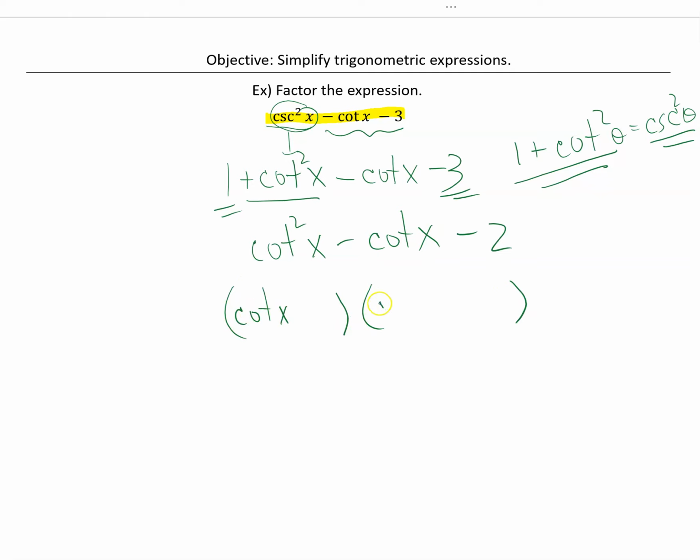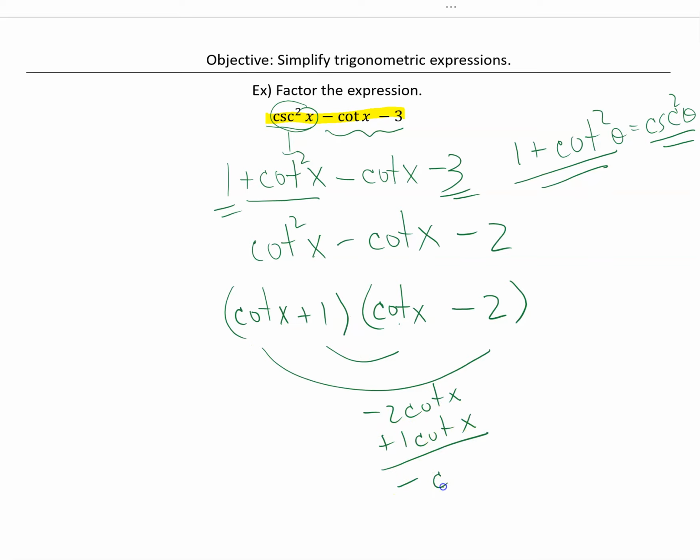The factors of cotangent squared would be cotangent and cotangent. And then the factors of negative 2 that are going to help me get that negative 1 are going to be a negative 2 and a positive 1. That's going to give me, like I said, cotangent squared. This is negative 2 cotangent plus 1 cotangent, which is a negative cotangent. And so this would be my factored form.